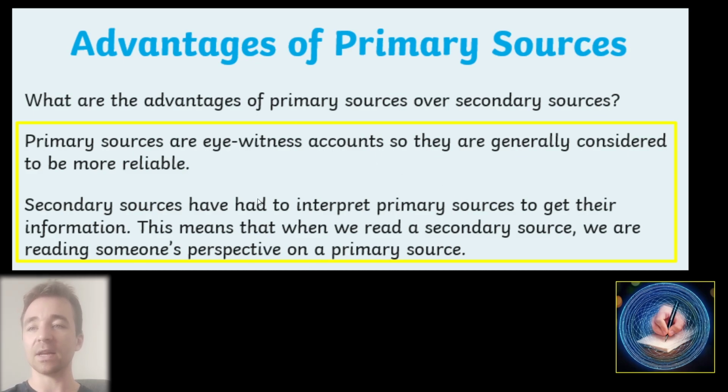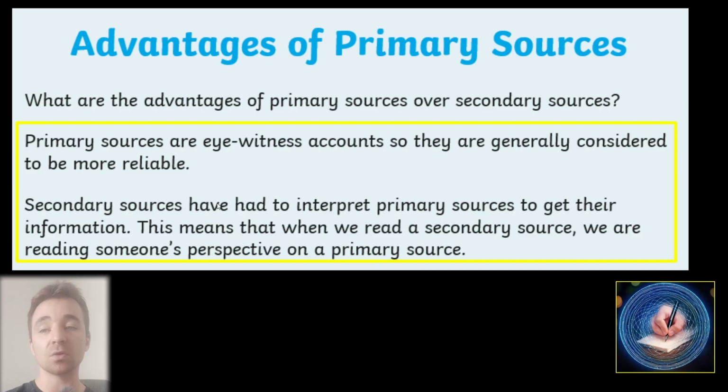So what are some advantages of primary sources? Primary sources are eyewitness accounts, so they're generally considered to be more reliable. What this means is because they're from the time period being studied, that person was actually there. They were truly there seeing it happen. So if it's a photograph, that is a real photo of that thing happening. If it's a written letter, that is someone who might be writing about what they actually saw with their own eyes.